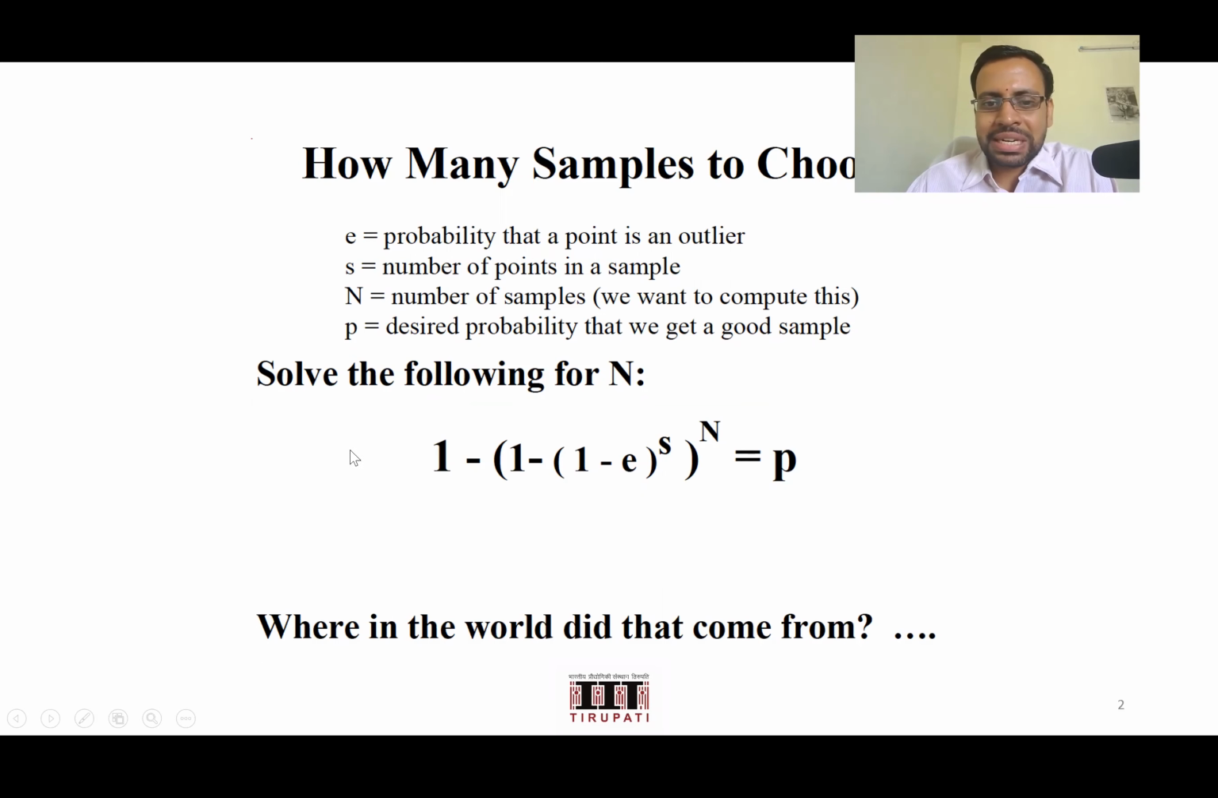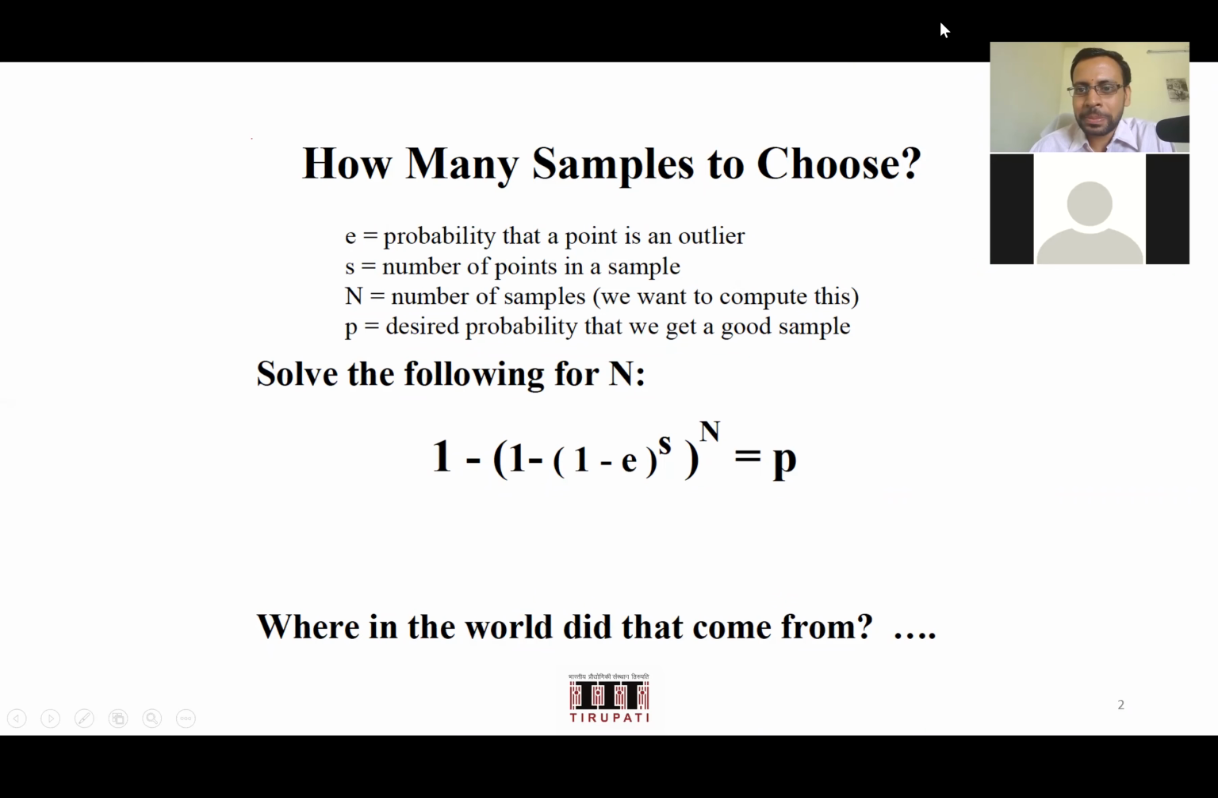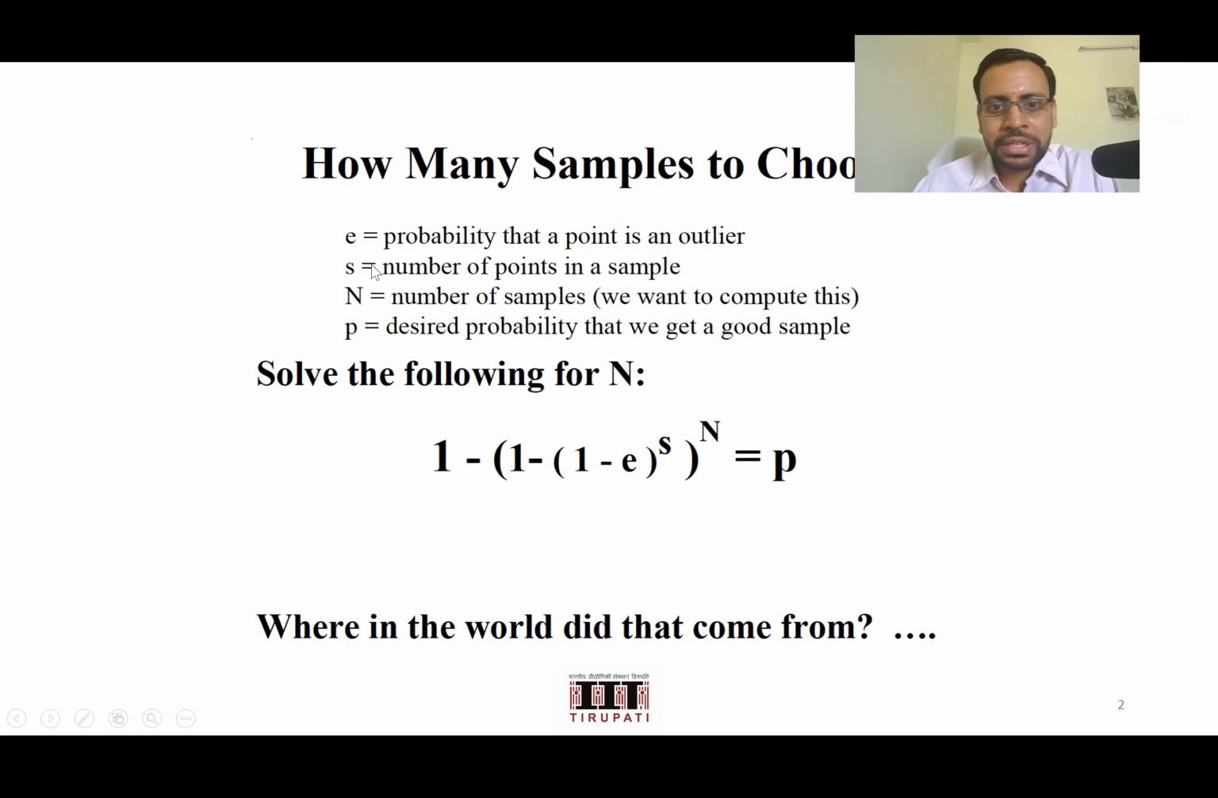We left the last class asking you to contemplate how we arrive at this equation. Would anybody like to give it a try? E represents the probability of being an outlier. Correct. We can have 1 minus E as the probability for an inlier. Very good. And we then have S number of points in that sample.